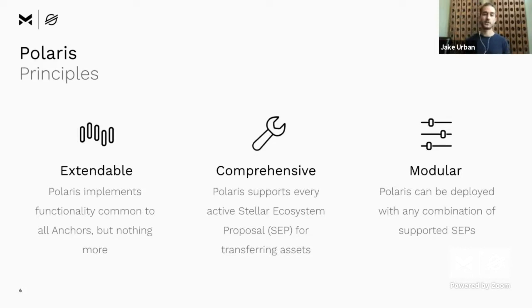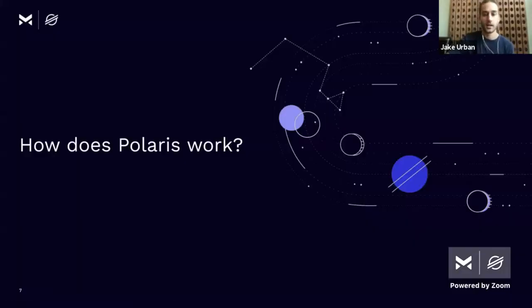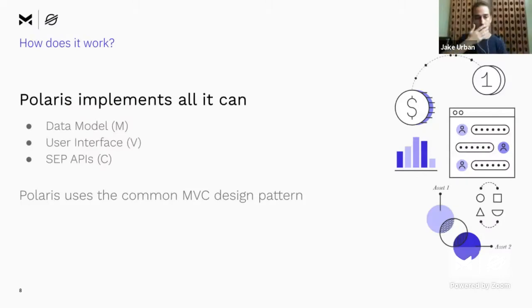And I'll talk more about that as we go on. So now that we know kind of what Polaris is supposed to be, how does it actually work? Well, Polaris implements all it can, right? Like I said earlier, it has this baseline functionality. Everything that's common to all anchors is implemented in Polaris. And it does this through a database model, a user interface, and SEP APIs, right?